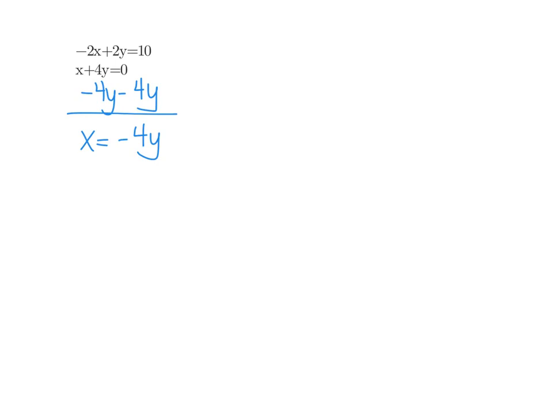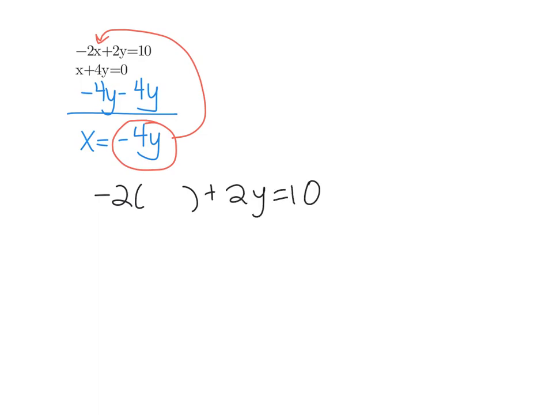Now, what I'm going to do is take this equation, x equals, and plug it in place of x in my first equation. So I am going to take what x equals, which is negative 4y, and substitute it in place of x in my first equation. So here's what that looks like. My first equation was negative 2x plus 2y equals 10. And now I'm going to take what I know x to equal, which is negative 4y, and every place I had an x in my original equation, I am going to substitute in what I know x to equal.